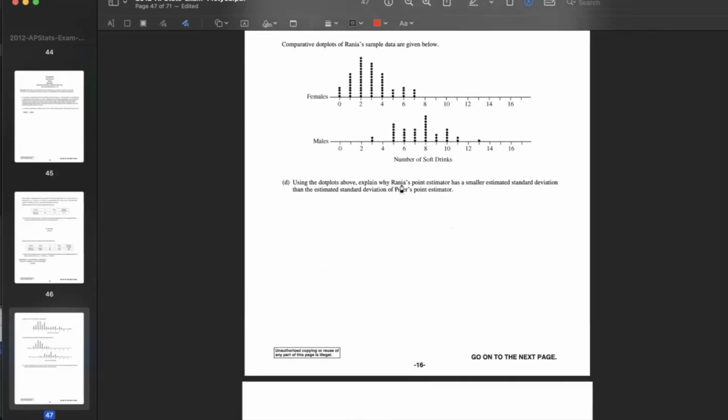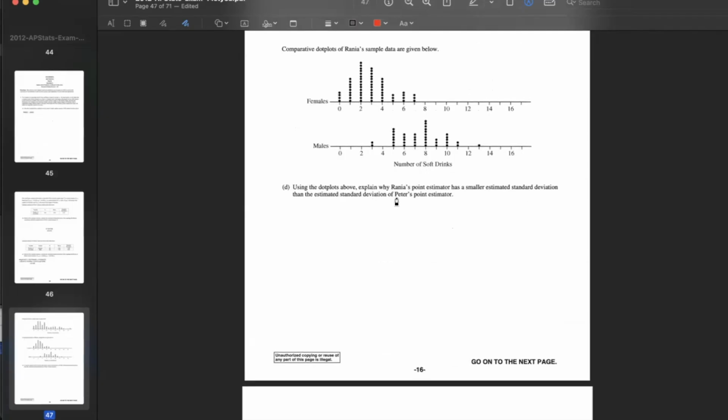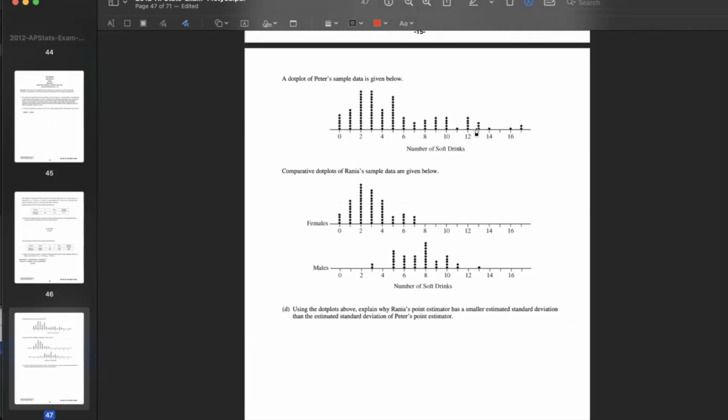And then D, using these dot plots, explain why Rania's point estimator has a smaller estimated standard deviation than the estimated standard deviation of Peter's point estimator. So let's take a look at these dot plots. All right, so remember that standard deviation has to do with variability, and the variability of a point estimator is related to the standard deviation of the data itself. So as we can see, there is less variability within each gender for Rania's data than there is for Peter's sample. For females, it only goes from 0 to 7. For males, it only goes from 3 through 13. And both of those are lower than the variability for Peter's sample.